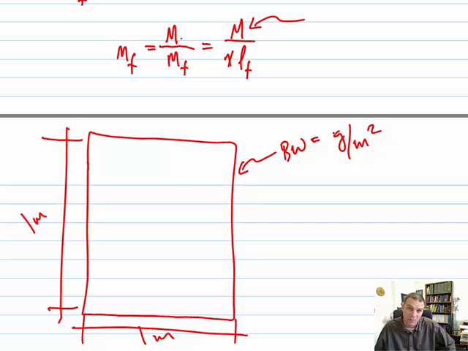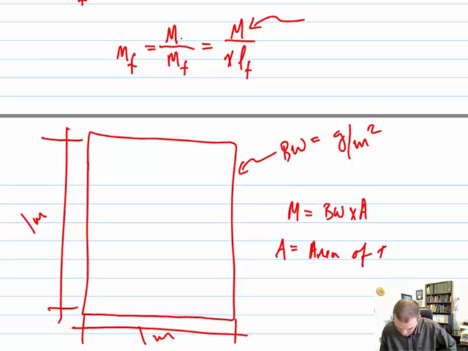So we have 1 square meter of paper, and if we wanted to determine the mass of this paper, the mass is simply the basis weight times A, or the area. A is equal to the area of the paper sheet. So that determines the area of the paper sheet.